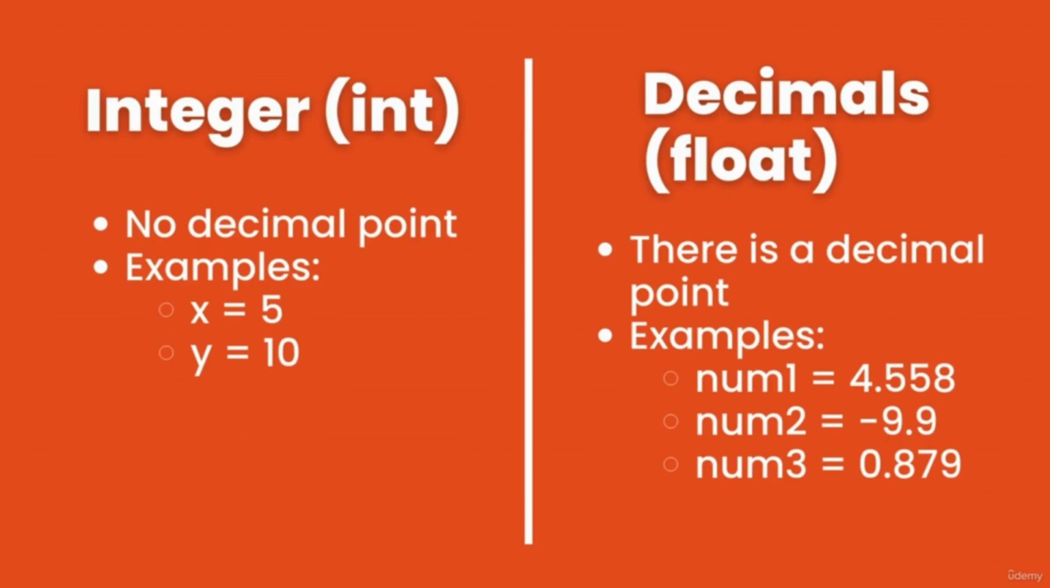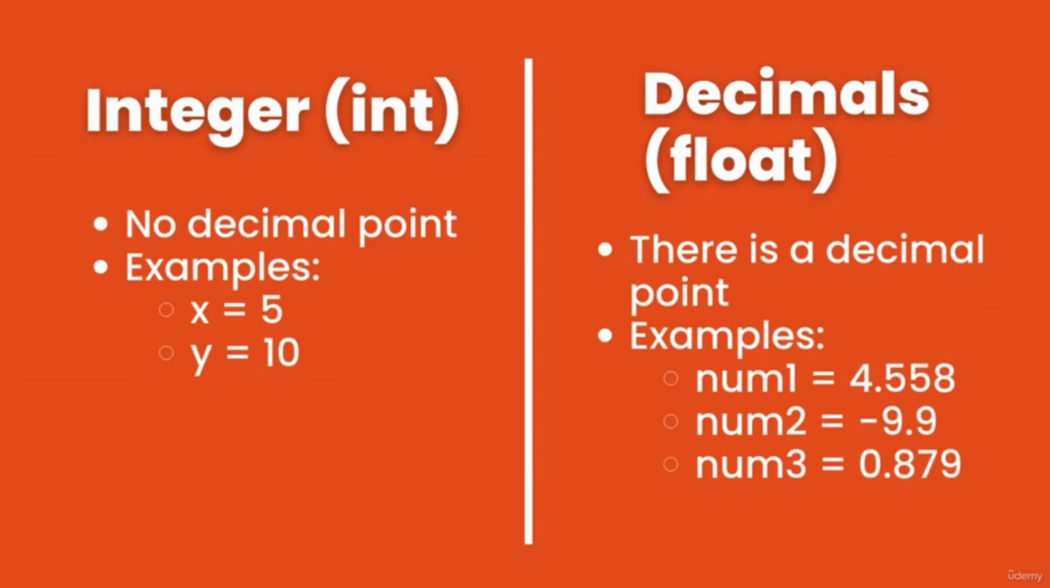You may remember some of the examples from the previous unit about variables, such as x is equal to 5 or y is equal to 10. In both these cases, I'm storing integers, which are 5 and 10, in variables. They are integers because they don't have decimal points.